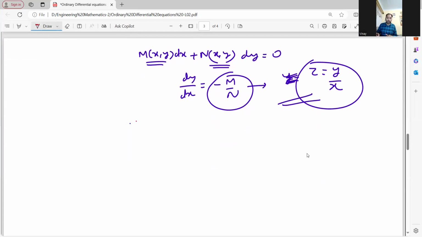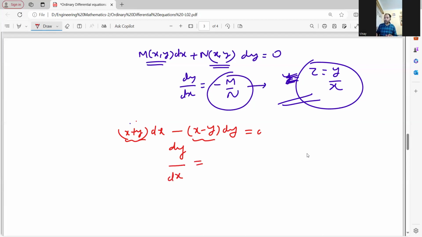The example is (x plus y) dx minus (x minus y) dy is equal to 0. You can see M and N have the same degree. They are homogeneous functions of the same degree, and the degree is 1. So dy by dx will be a homogeneous function and that will have what? 0 degree, right? dy by dx. So dx goes that side, x plus y upon x minus y.